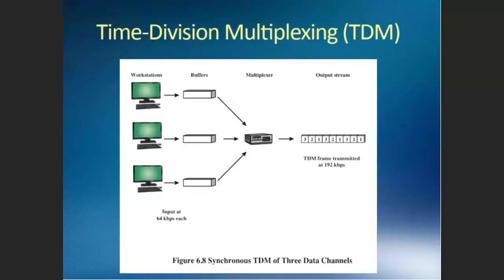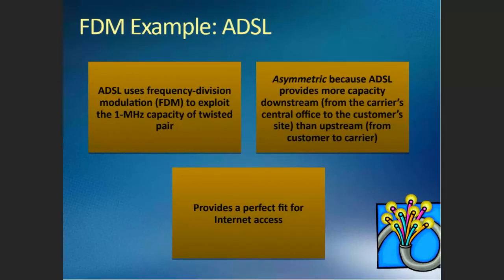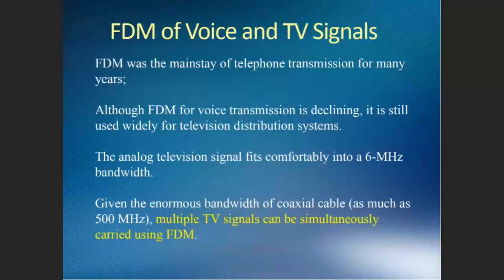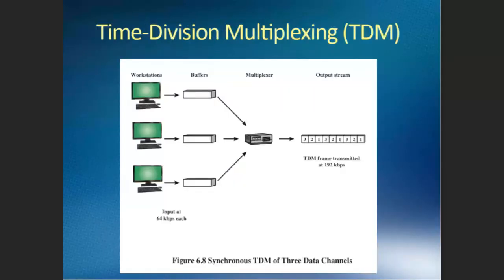Here we have another explanation. This is how time division multiplexing is done. We have inputs, we have buffers, and then each input, like this is number 3, number 2, number 1, then again we will repeat. Number 3 will have full bandwidth, number 2 full bandwidth. When number 3 is sending, number 2 is not sending.